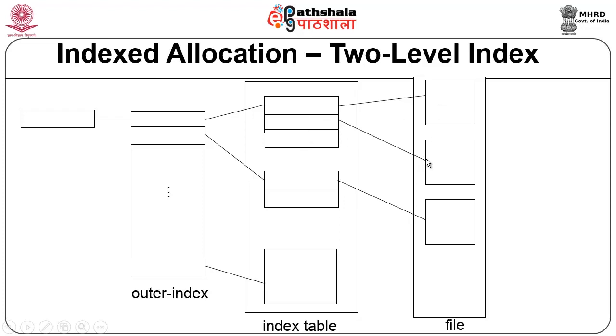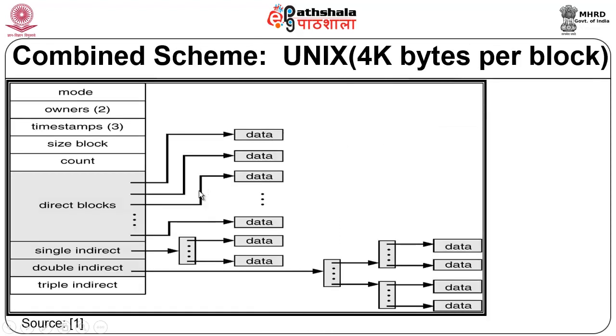So, you will have 512 into 512 into 512, 512 cube can be the size of the file that is being referred to by this index, kind of indexed allocation. And you can also have a combined scheme where you can have direct blocks as well as indirect blocks, which is being used in UNIX. So, this is the inode of the UNIX.